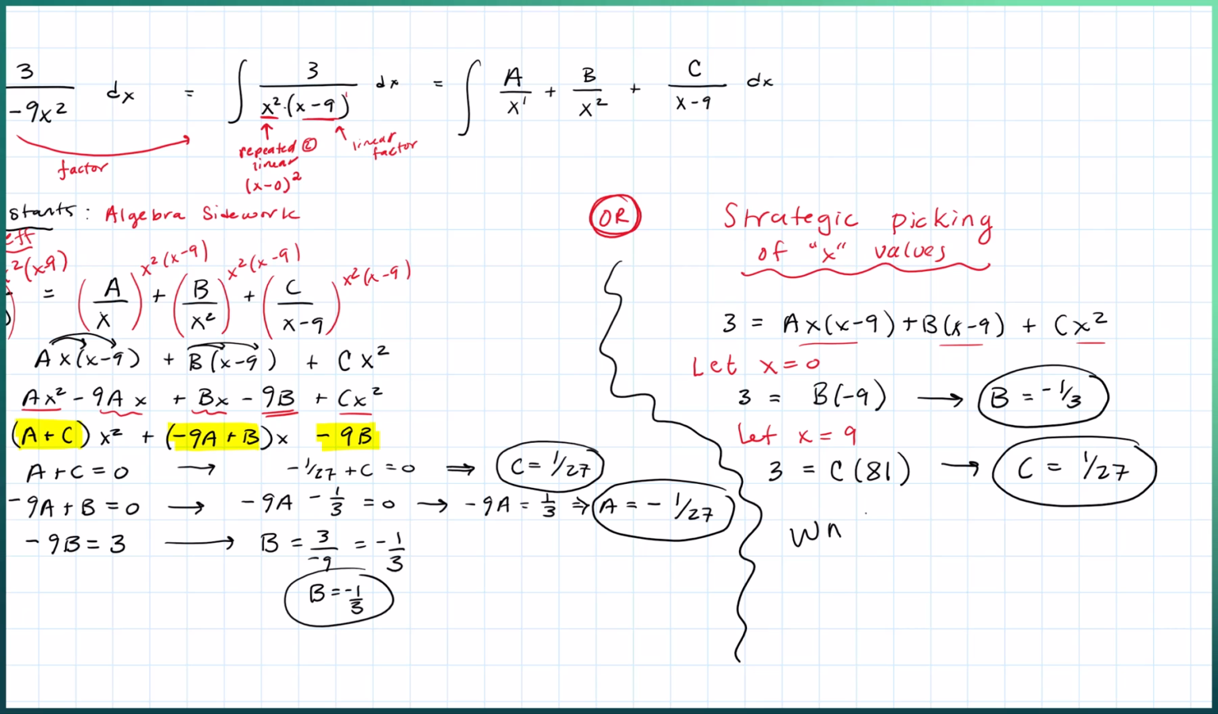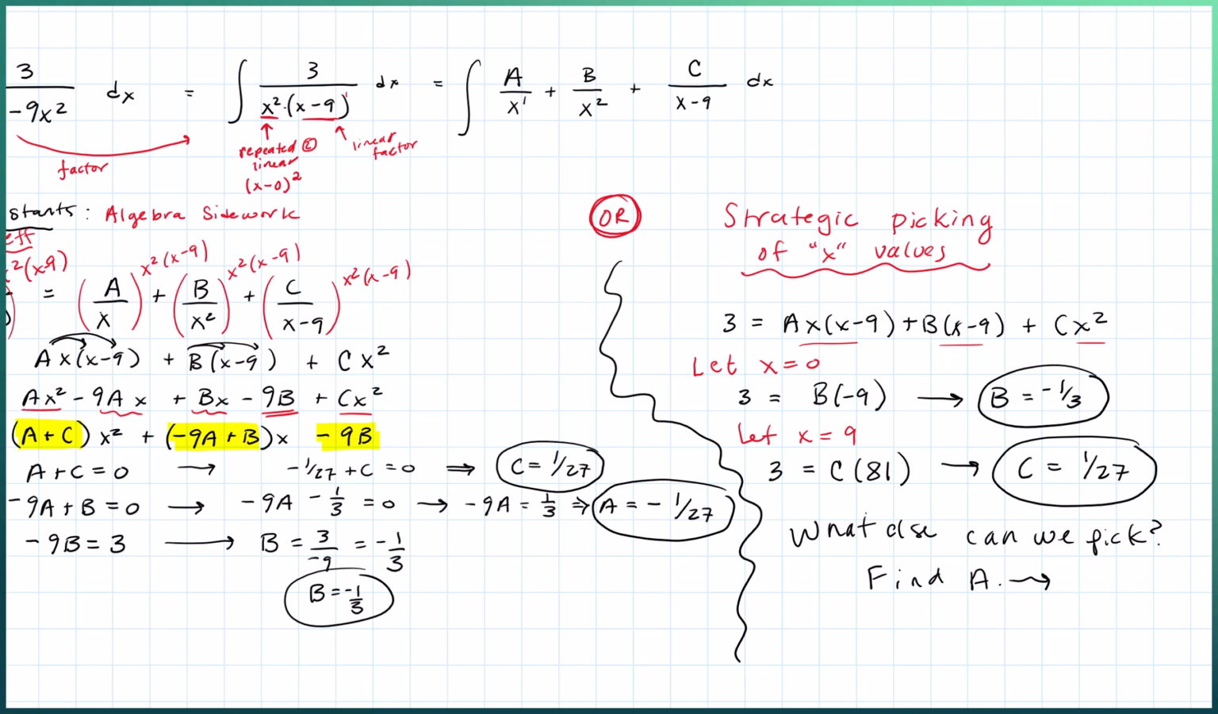Now, here's the thing. At this point, what else can we pick? We're kind of stuck because there is no other obvious value because of that repeated linear factor. We already used x equals 0, and that zeroed out all the terms. So we still need to find a. We already found it using our other method, so I'm not going to go through that whole process.